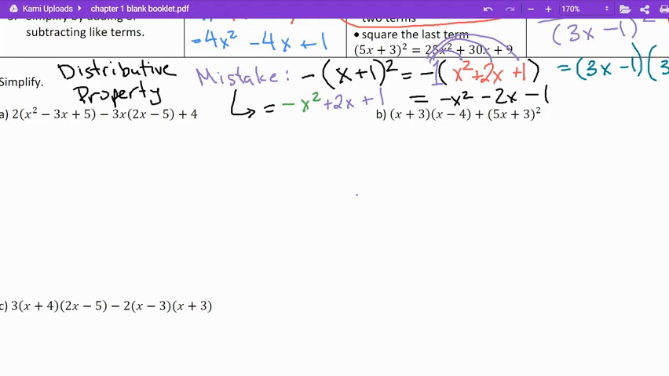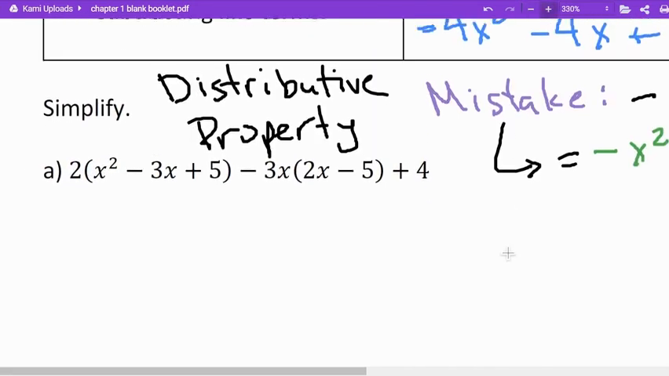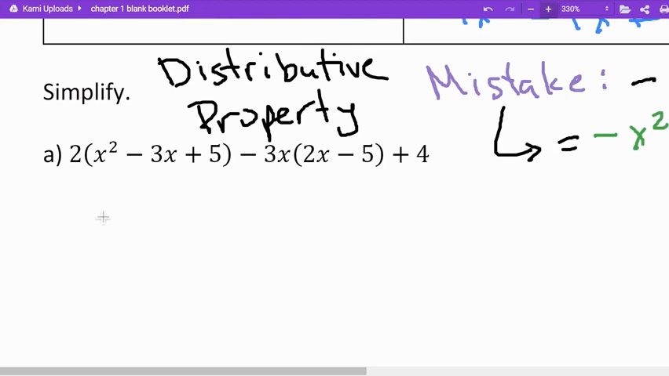Okay, let's look at this first question. Okay, in this case, we're not using SAB, right? There's no binomial squared. There's no flow rule. We are just using distributive property. So I might write DP for distributive property.